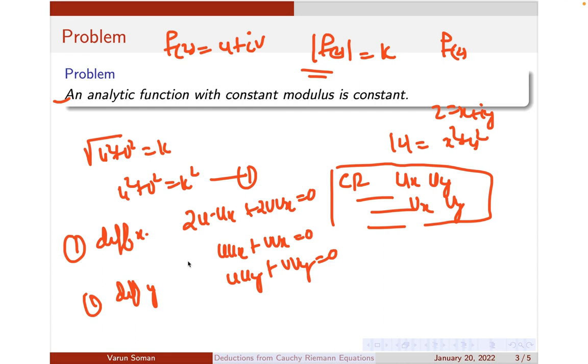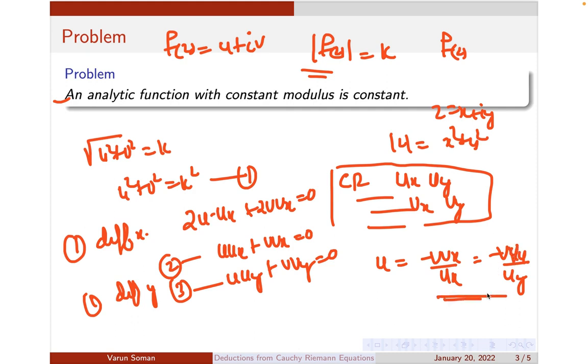Now looking at these two equations, can you find some common term? If you look at both equations, you can see that u is common and v is common in both. So from the first equation, I can write the value of u. What is the value of u? u is actually equal to minus v vx by ux. And in the second equation, you will be getting u as minus v vy by uy. So both of these terms are the same. So comparing, what can you say?